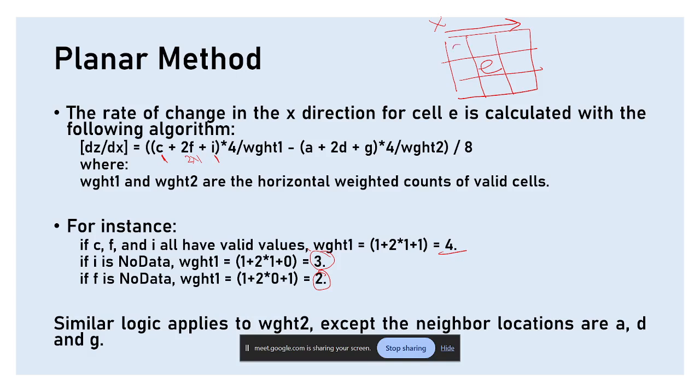So here A, B, C, D, E, F, G, H, I. Okay. So for this we have considered C, F, I for weight 1 and A, D, G for weight 2. Okay.